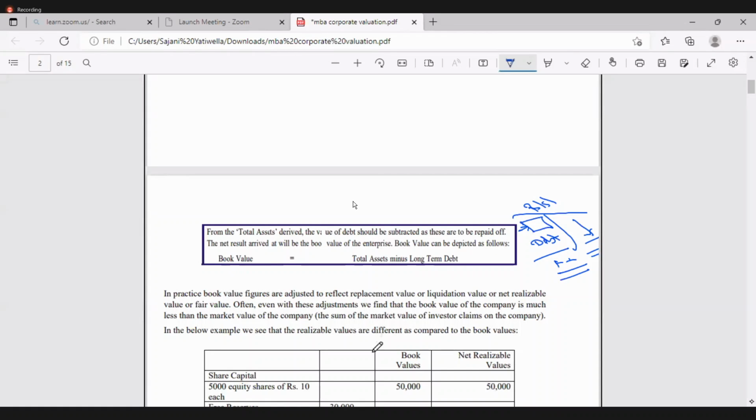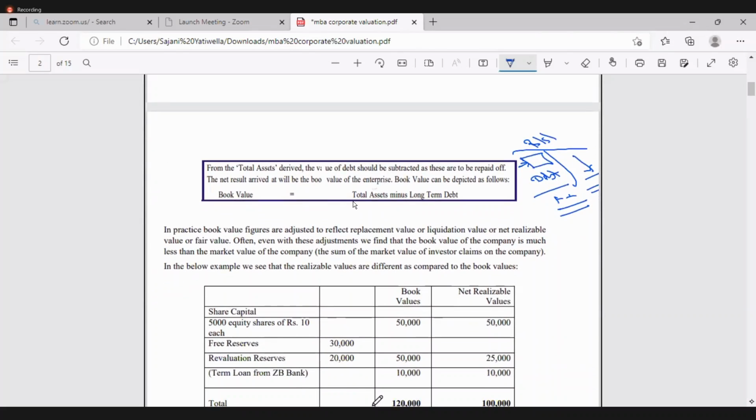Then another point is fair value. What is fair value? Reasonable buyers and sellers may agree to transact a particular security or asset. That means a willing buyer and a willing seller agree to transact that particular asset. That is fair value. So if you are investing, you observe whether it is reasonable to pay that amount.